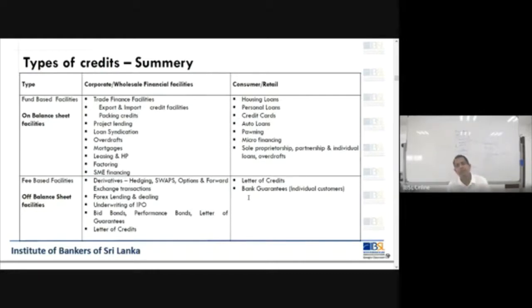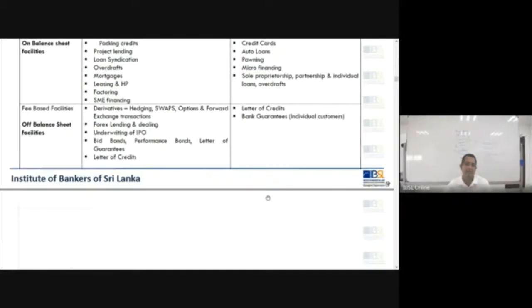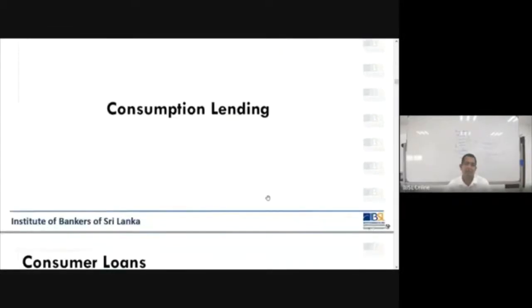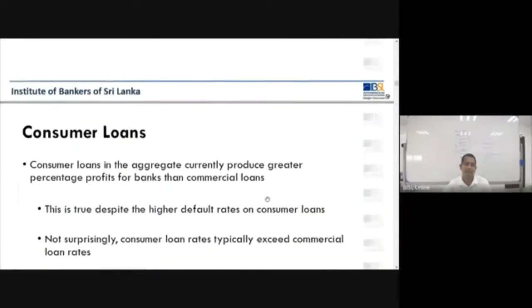Consumer side: loans, personal loans, credit card, all those things, and indirect, guarantees and letter of credit, right? But consumer side guarantees are very limited. Consumption lending detail.